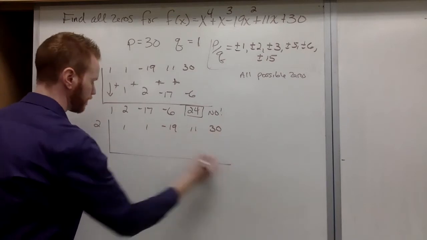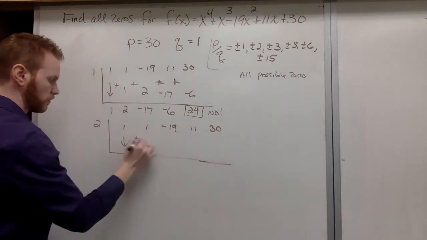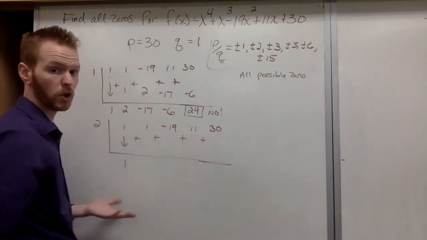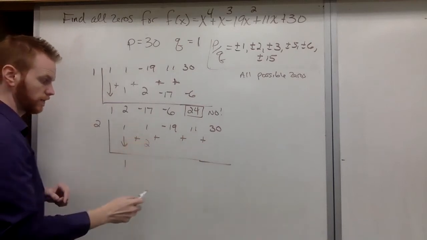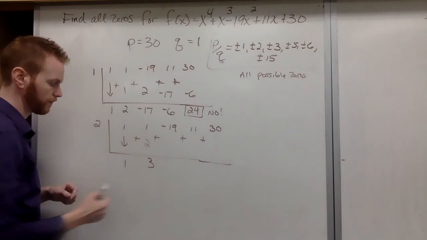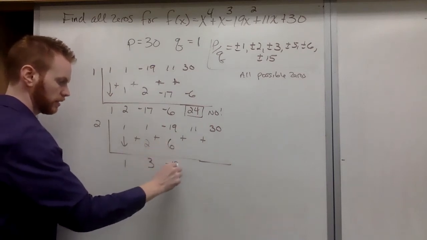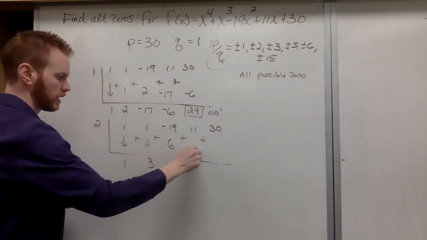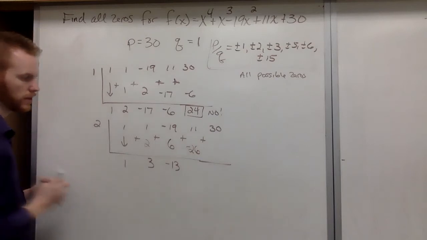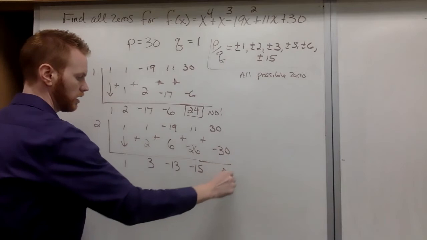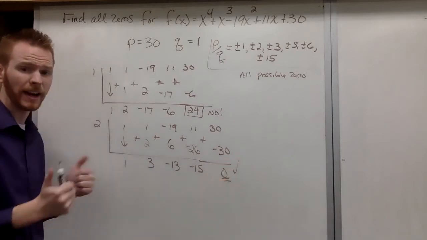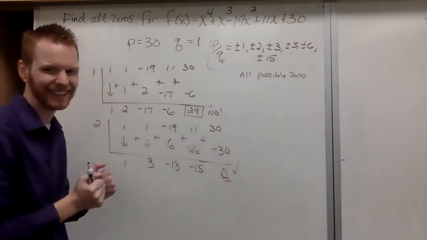Let's see if 2 would work. We could get lucky, guys. We could. I'm hoping. Multiply, I get 2. Add, we get 3. 6. Negative 13. Negative 26. Negative 15. Negative 30. And 0. Hooray! It works, okay?